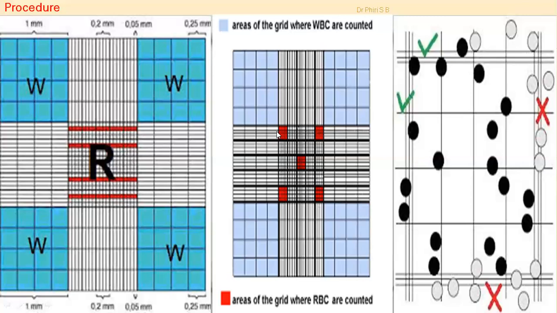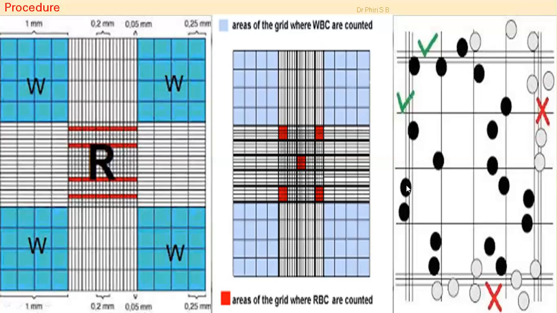This line here, when you magnify, you're going to see 3 small lines. The line that you're going to use as your reference as you are counting is the middle line here. All the cells that are touching the middle line, you count them. On this margin, you can see this cell is touching the middle line, so you count it.